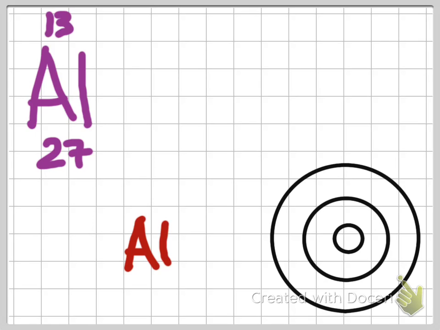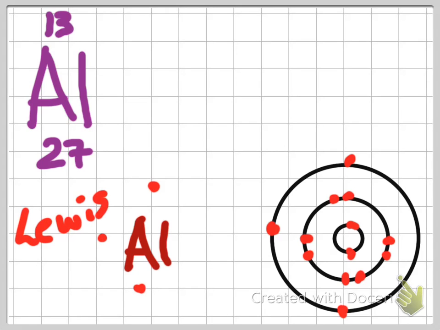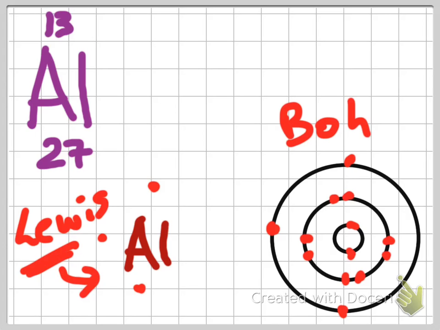Aluminum, let's go ahead. 1, 2, 3, 4, 5, 6, 7, 8, 9, 10, 11, 12, 13. So we have 1, 2, 3, and this is a Lewis. Okay, this is a Bohr. And for neutrons, in aluminum we have 14.